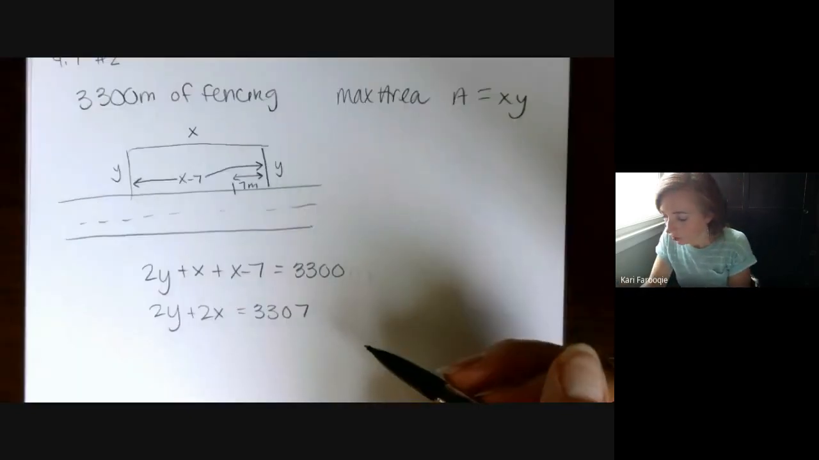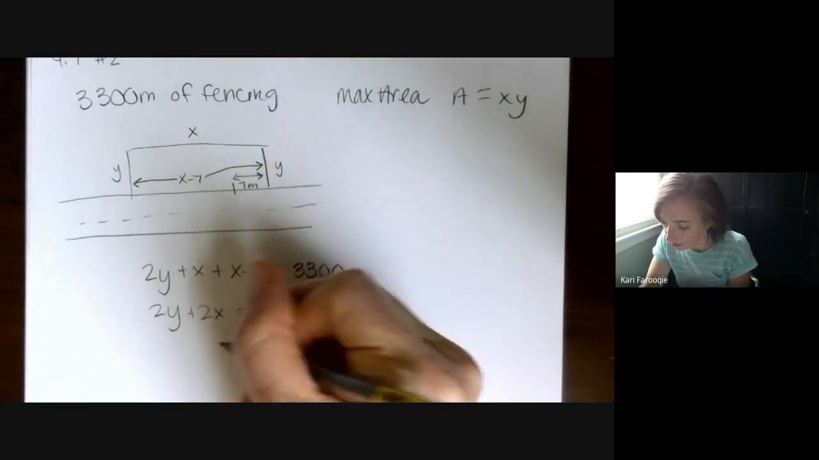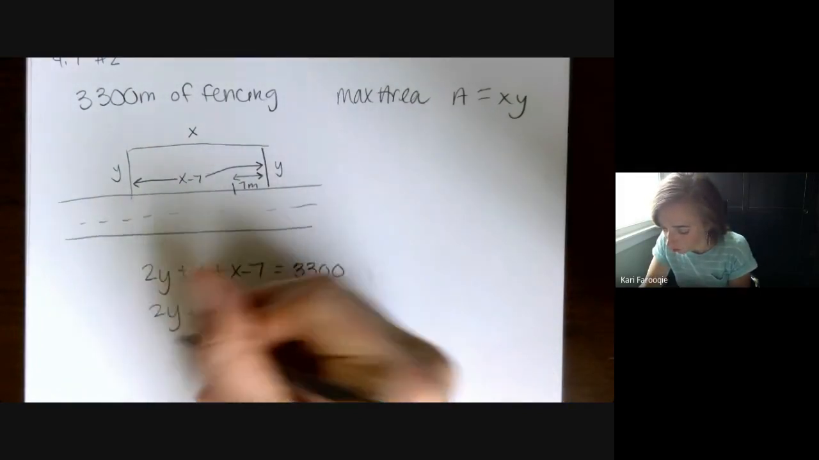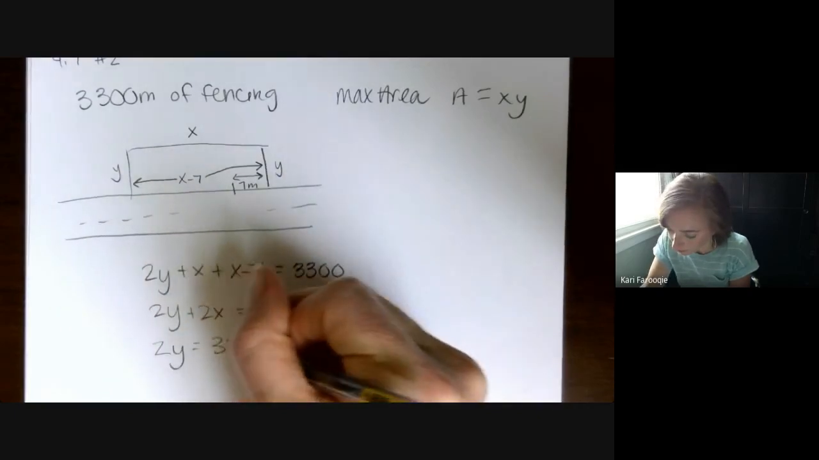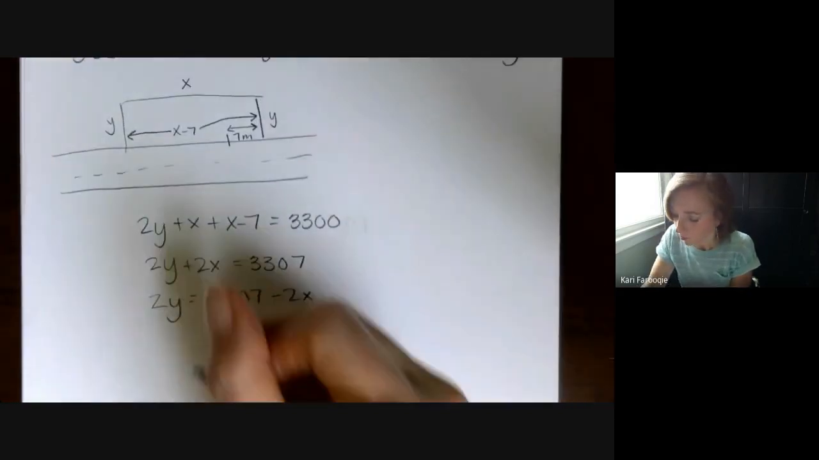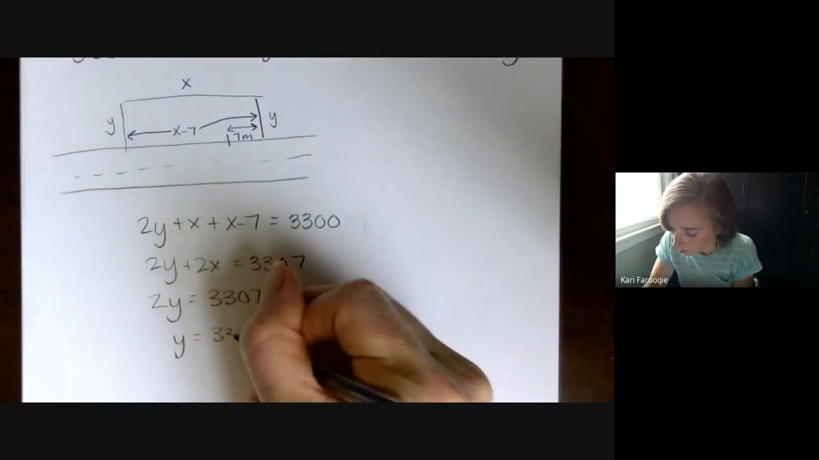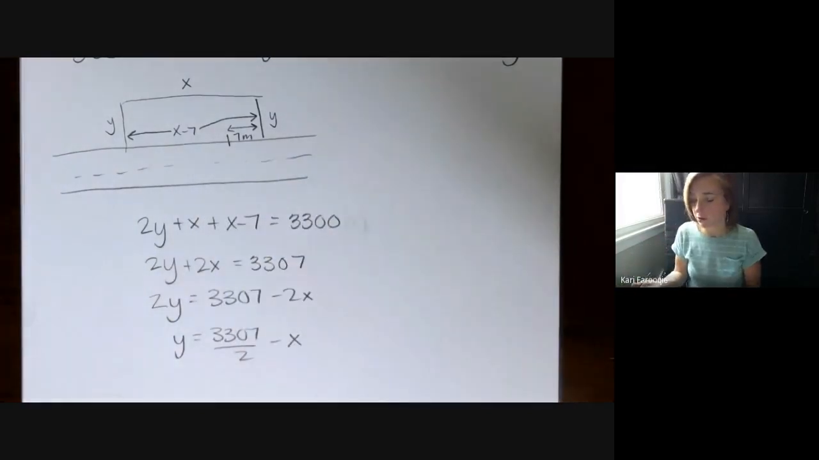All right, so pick one of the variables to solve for. No matter which one you choose, you're going to have pretty much the same situation. So I'm just going to solve for y. y equals 3307 minus 2x, all over 2. And then when you divide both terms by 2, you take 2x and divide it by 2 and just get x.